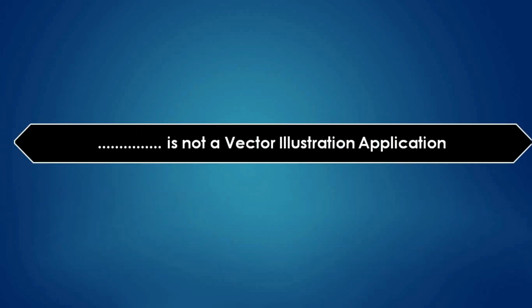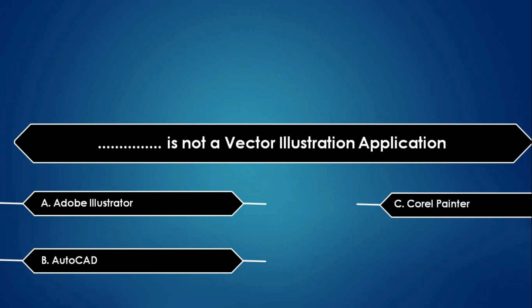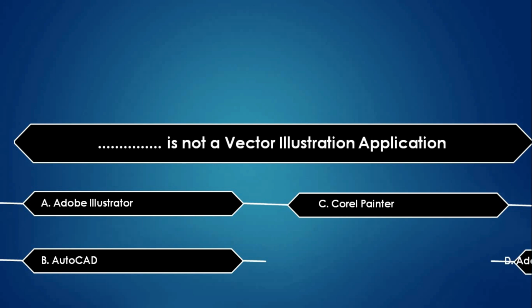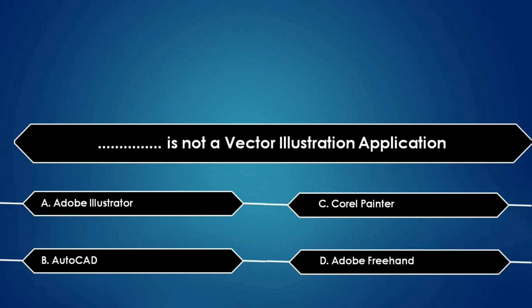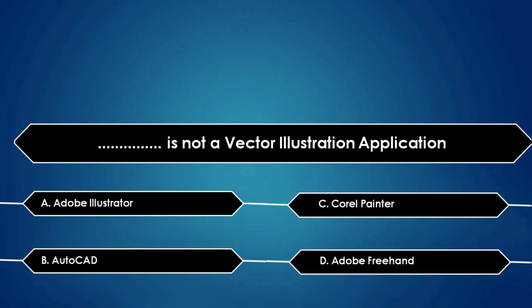Next question. Dash is not a vector illustration application. A. Adobe Illustrator. B. AutoCAD. C. Corel Painter. D. Adobe Freehand. The right answer is Corel Painter. So, Adobe Illustrator, AutoCAD and Adobe Freehand are vector illustration applications, whereas Corel Painter is not a vector illustration application.